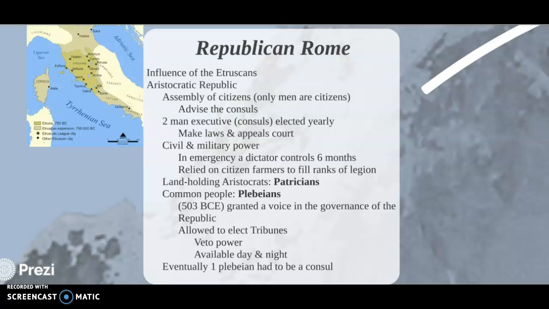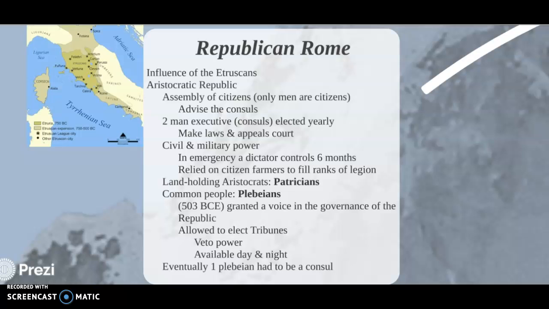When there are problems, they will have a state of emergency. A dictator is put into control, and you basically have an army thrown together. So this is the earlier years, until you start having the private armies like you see around the time of Caesar. But as time goes on, you begin to get the need for more representation in the Senate, and that's where the plebeians, who are the commoners, begin to have a voice in the Senate.